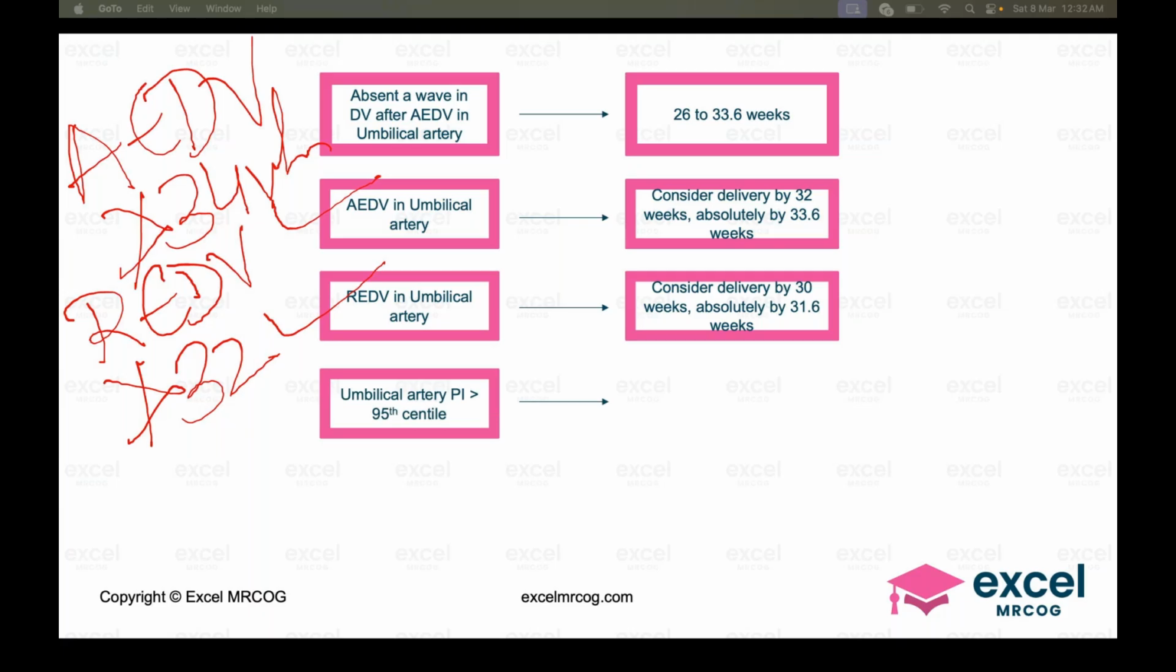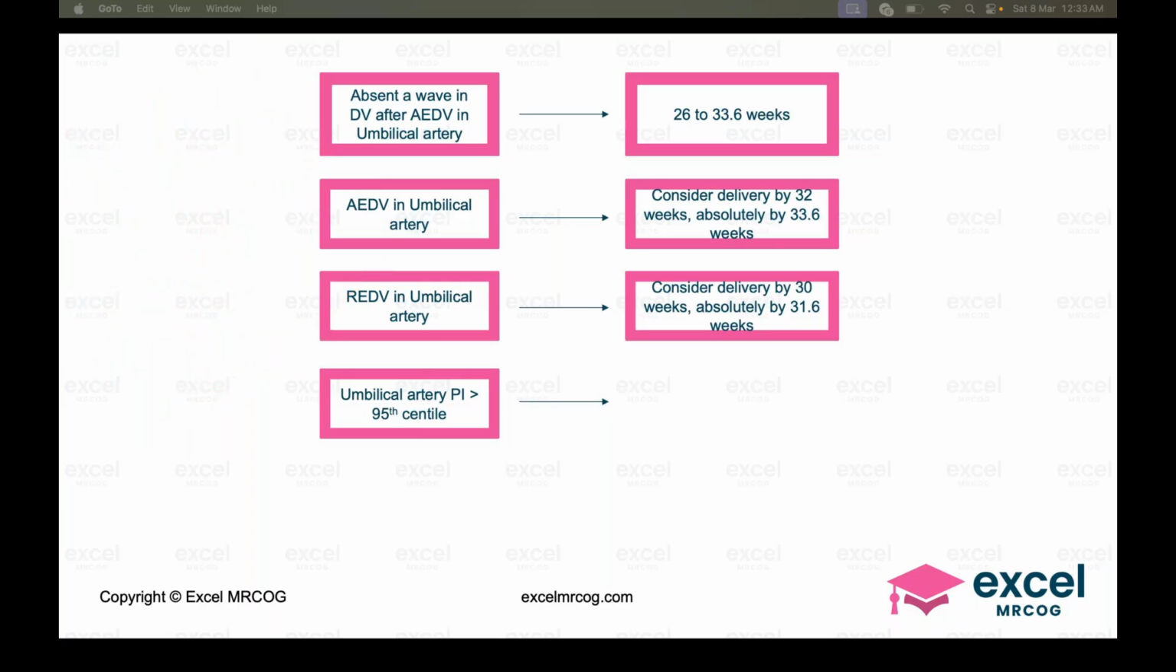If umbilical artery PI is more than 95th centile, when do you deliver? When do you deliver? 36 plus 6 weeks, ma'am. Excellent.